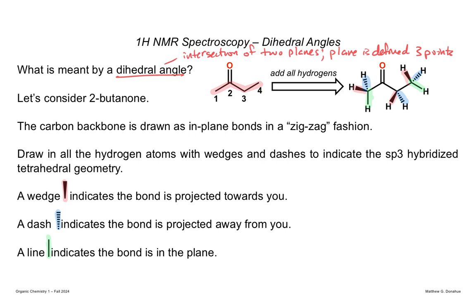So we're going to analyze those different types of hydrogens, determine what planes they are in, and then determine the angle between the planes. That angle then determines what the coupling constant is.